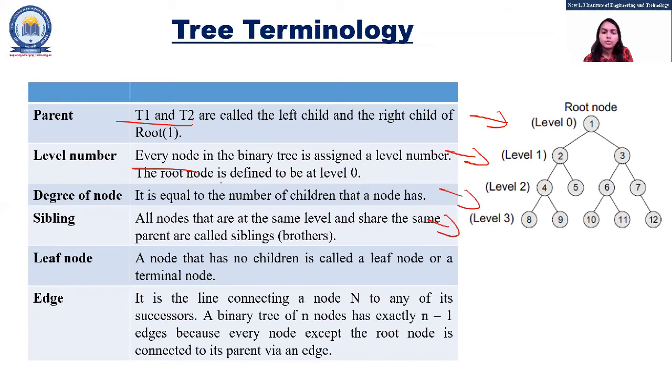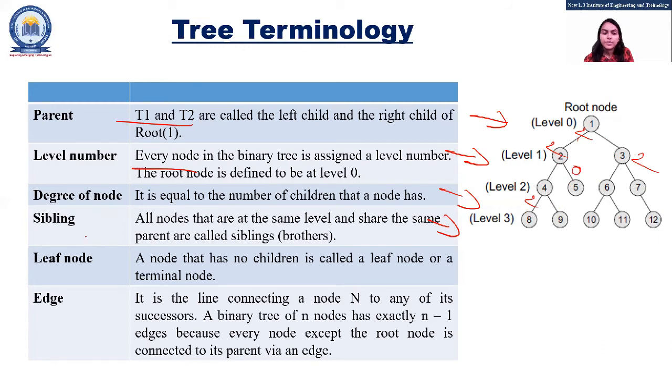Degree is equal to the number of children a node has. So this root node 1 has degree 2 because it has 2 children, here also 2. This node has 2 children, 6 and 7, so degree is 2. 4 has degree 2 again. This 5 has no further children, so degree is 0.